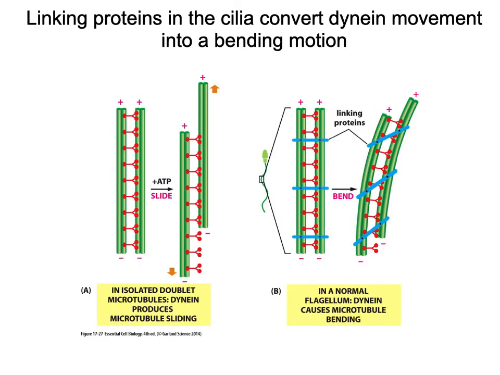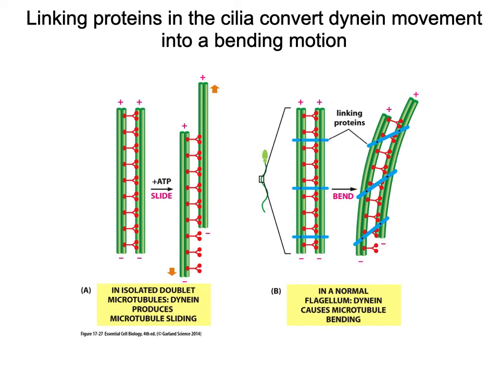So if we had isolated microtubules and dynein was present, what we'd end up having is a sliding, right? Because it would end up kind of walking along it, so one filament would walk in one direction, and the other one would be pushed in the opposite direction.